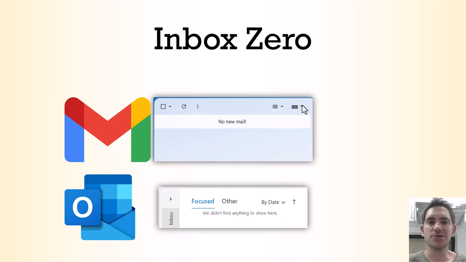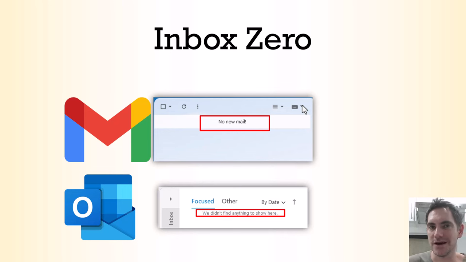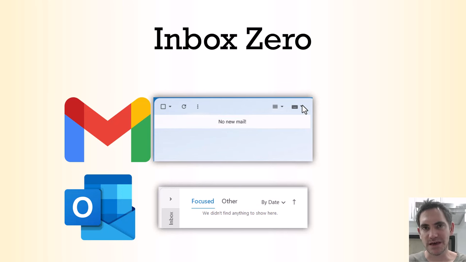I'm going to introduce you in this video to the method that I've been using to manage email for the last 8 years, Inbox Zero. A lot of people think Inbox Zero is about having zero unread emails in their inbox. No, it's not. It's about having no new mail in Gmail or in Outlook. It says we didn't find anything to show here. And I can't wait to show you this method because I think it is going to revolutionize things.